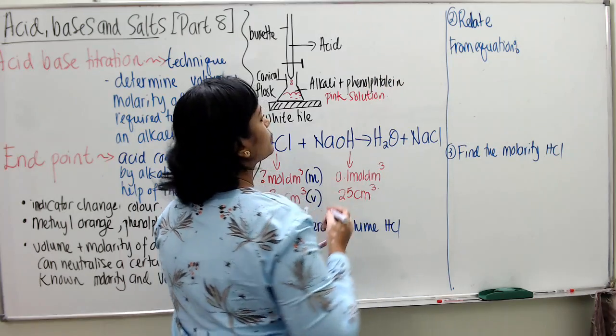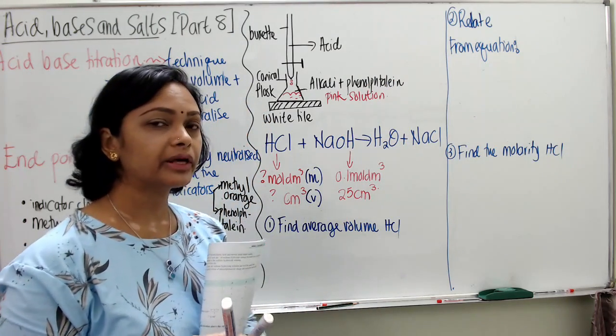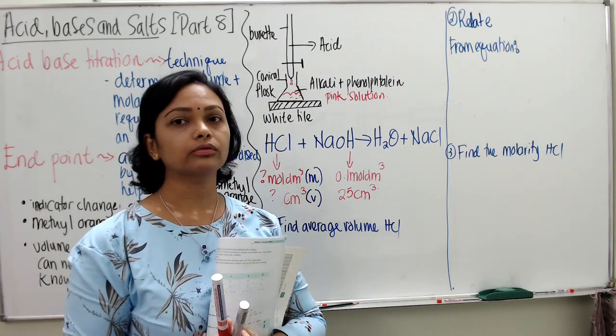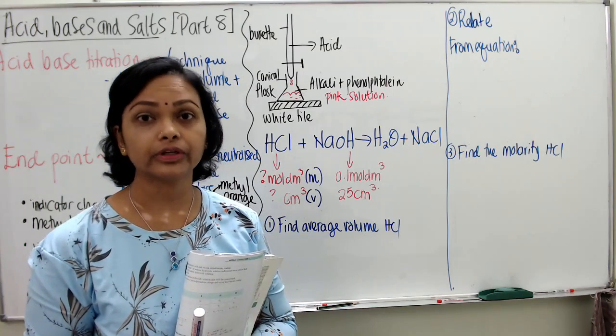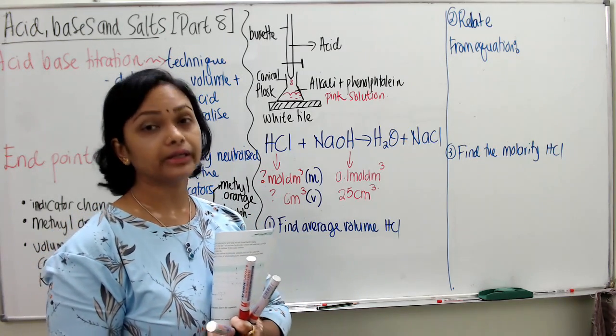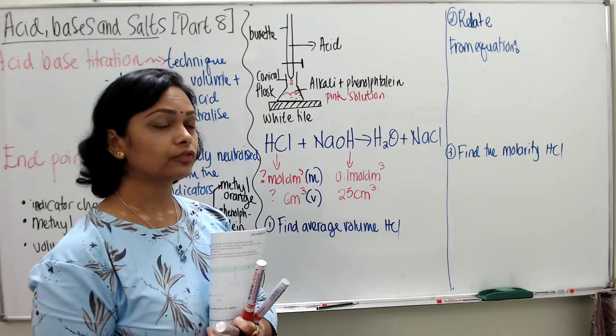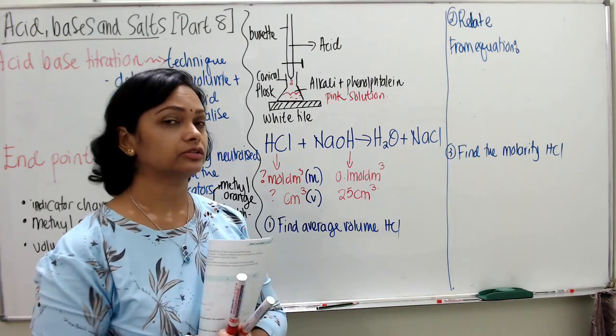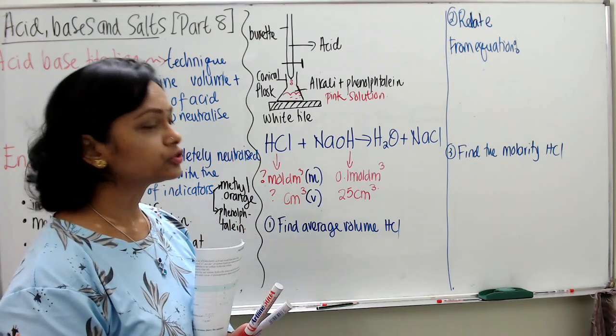Okay, so you find a pink solution. When you're adding phenolphthalein, make sure you add a few drops of phenolphthalein, not 5 cm cube or 10 cm cube of phenolphthalein, because they're basically just indicators. If you put too much phenolphthalein, it will become an impurity when you're producing the salt.